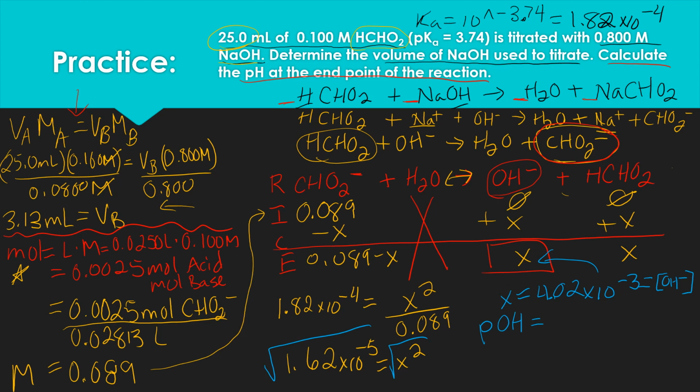So a pOH would be the negative log of that value, 4.2 times 10 to the negative 3, negative log. So we get negative log, I put in the wrong number, 4.2, 10 to the negative 3.